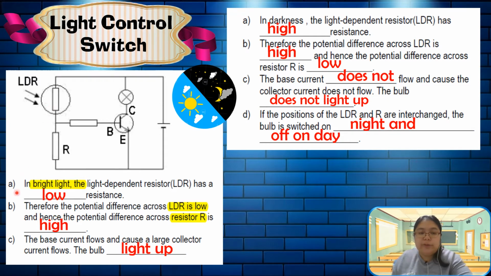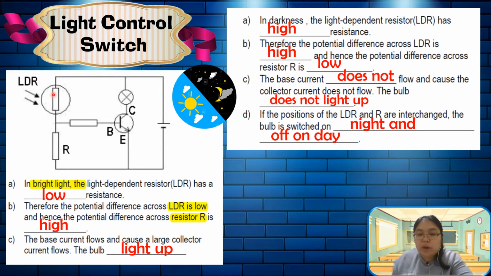Now you see the first one, A. When there is bright light, that means during the day, the LDR has low resistance. So V equals IR. If I say I is constant because it is a series, then potential difference V and resistance R are directly proportional. So now the LDR has low resistance, so its potential difference also becomes low. If the LDR has low potential difference, the rest of the voltage goes to the bottom one, because it is a voltage divider. So if I say the total is 6 volt, this one is just 0.5 volt.